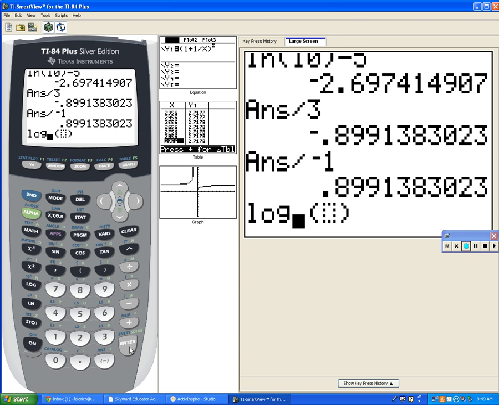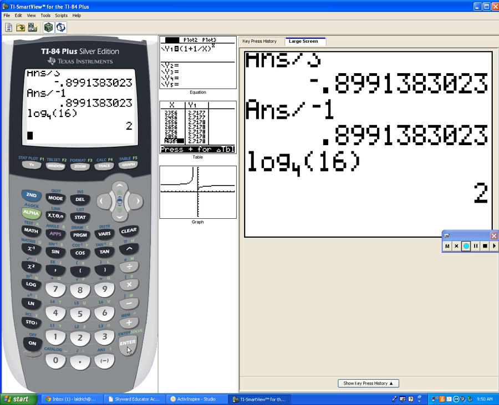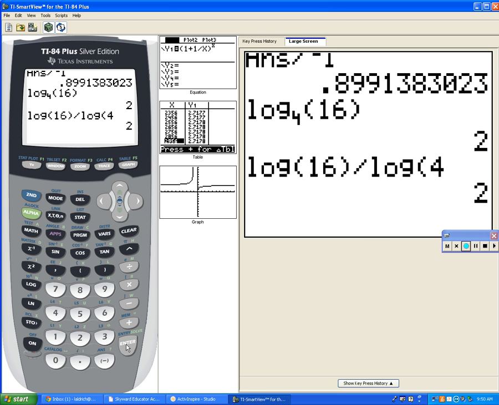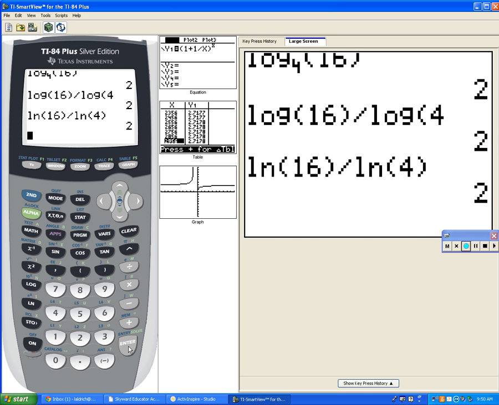Okay, then this gives you an opportunity to do the things you need. So you could do it like that, or if you don't want to go through that trouble, you could go division, or you can go natural log of 16 divided by natural log. It means you can't have a base in it.